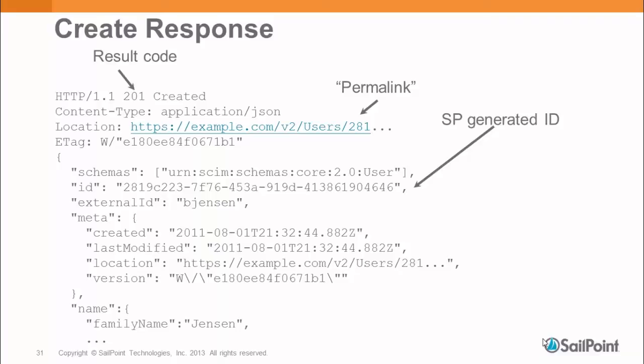HTTP has some built-in result codes. Some of them indicate success, some of them indicate failure, and like any good REST API, SCIM makes use of those to indicate how well your operation performed. In this case, we're saying that there's a 201 created status, that we did actually create the user. A location is returned. That's got the permalink, the permanent link to that user that you just created. Since the unique identifier that the server generated is stable, that link is going to be valid for as long as that user is there.